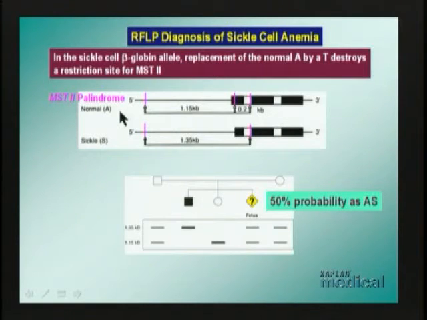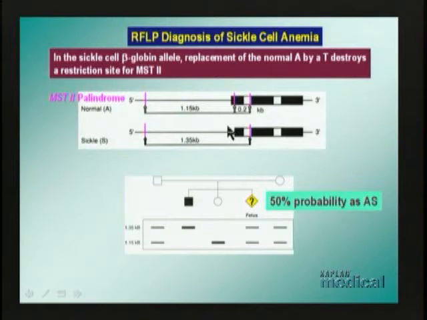Notice the fragment sizes that are being generated with a normal allele for beta globin versus a sickle allele for beta globin. Because there's palindromes here, here, and here. In the normal beta globin, there'll be a fragment size of 1.15 kb in size, right there. There's another fragment being generated of 0.2 kb in size. Now in the sickle allele, this palindrome got destroyed. What is now the size of the fragment? The fragment now is 1.15 plus 0.2, which is 1.35 kb in size, because this palindrome never got cleaved by MST2.